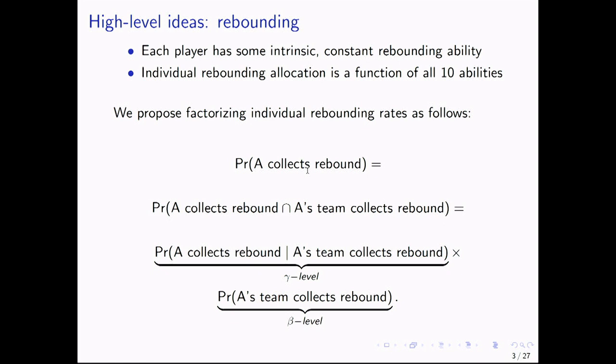With this in mind, we propose factorizing the individual rebounding rates into two terms. We have the first term, that we call the beta level, which is the probability of the team getting the rebound. And then we have the probability of any specific player on that team getting the rebound, conditional on the fact that their team actually collected it. The idea of factorizing it this way is that the model is, at least in theory, expressive enough to capture players who are helping their team win the rebound versus players who are just snagging rebounds that their team would have collected regardless of their involvement.